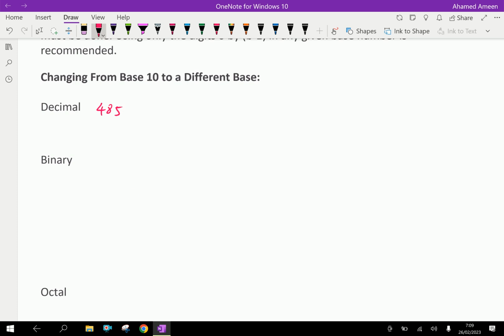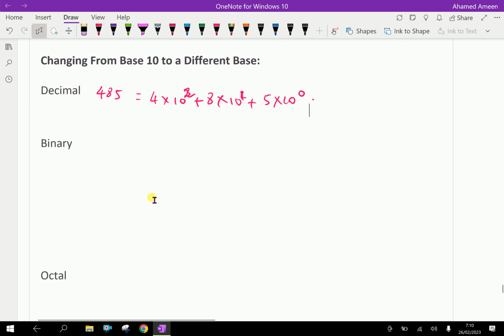485 can be represented as 4 into 10 power 3 plus 8 into 10 power 2. Now 4 into 10 power 2, it is 2, it is 1, then 5 into 10 power 0. So how to convert this 485 that is in base 10 to binary, that is base 2? We have to convert this number.